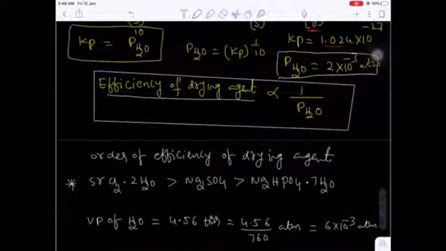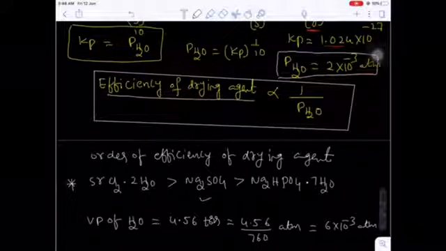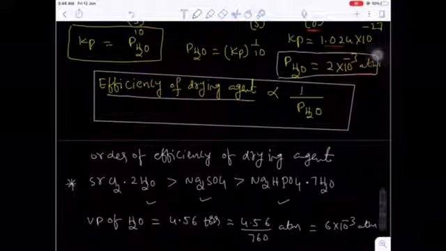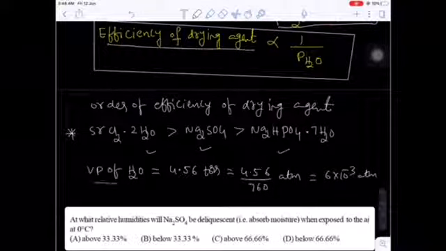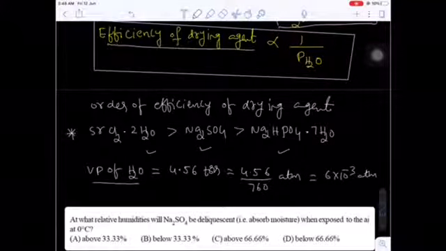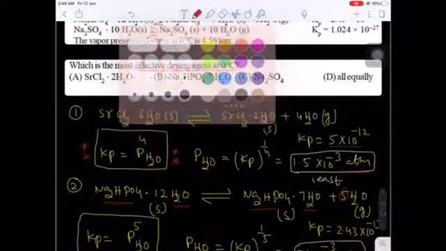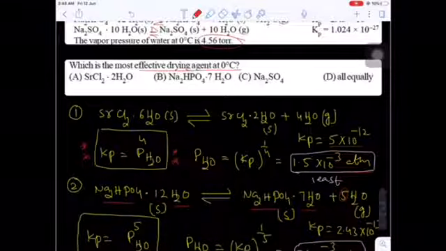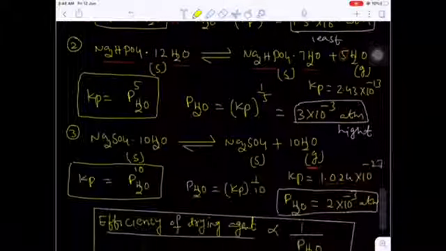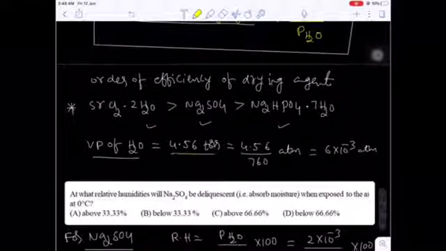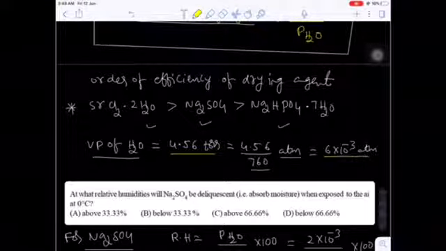So that's why the order of efficiency of the drying agent is SrCl2.2H2O, followed by Na2SO4, followed by sodium dihydrogen phosphate 7H2O. Now, the water vapor pressure, that is the aqueous tension, is also given in the question, which is 4.56 torr. So from here we can calculate the vapor pressure of the water. What is the vapor pressure of the water? 4.56 torr, converted into atm by dividing by 760. This is 6 into 10 raised to minus 3.